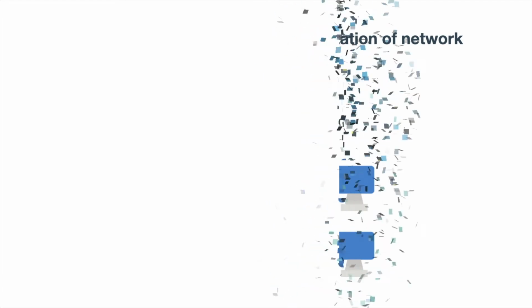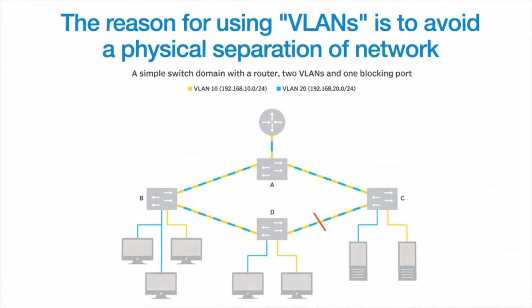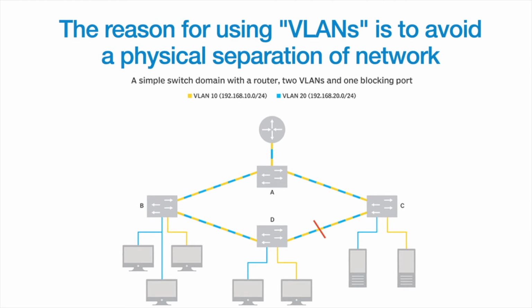The reason for using VLANs is to avoid a physical separation of networks. Instead, we can logically separate our multiple networks. No matter where the client connections are on the network, VLANs give us the ability to allow or deny communication between devices and between networks.